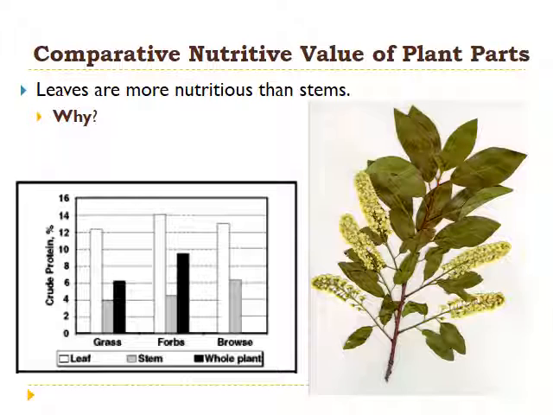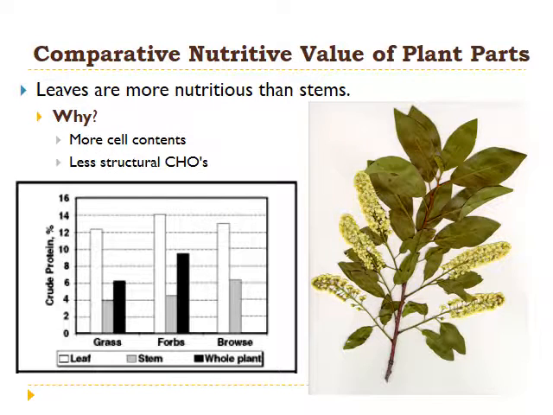Okay, so why is that? Why are leaves more digestible than stems? First of all, think about what the role of a leaf is versus the role of a stem. Leaves are meant for photosynthesizing, and remember I said parts of plants that are actively photosynthesizing have a lot of cell contents because that's what they're meant to do in life. On the other hand, stems are meant to hold leaves out so that they can photosynthesize, so they're structural. So leaves have more cell contents and less structural carbohydrates than stems. So that's why they're more digestible to the animal.